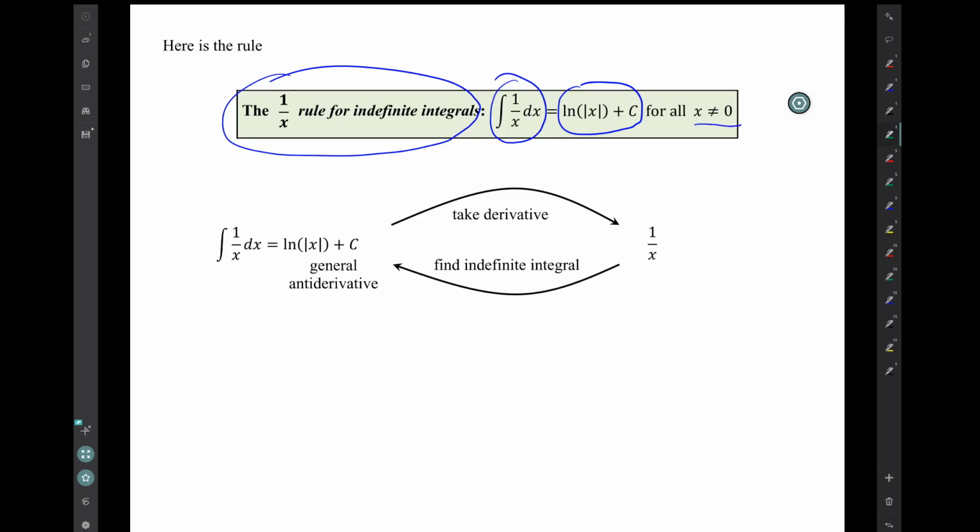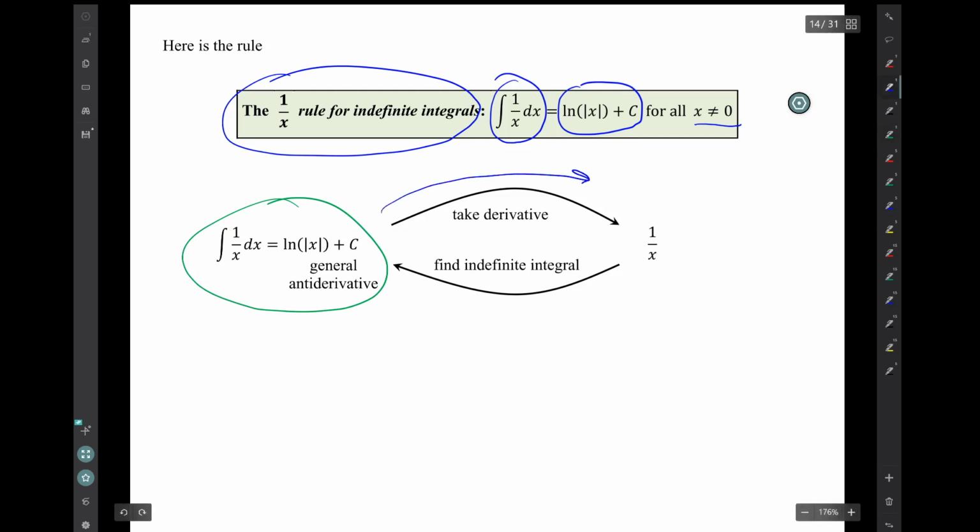In terms of a diagram, if we take that function form, ln of absolute value of x plus capital C, and we find its derivative, we get 1 over x. And if we start with 1 over x and we find its indefinite integral, we get that function form, ln of absolute value of x plus c.